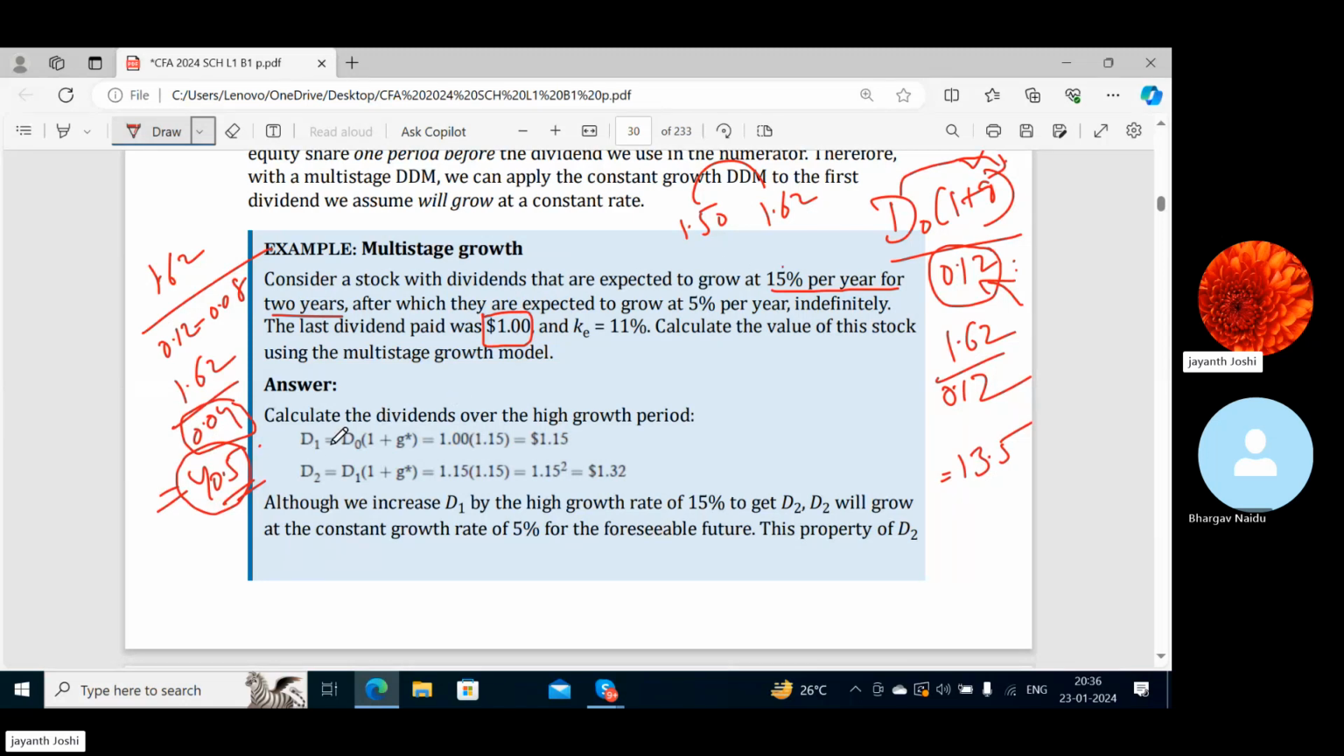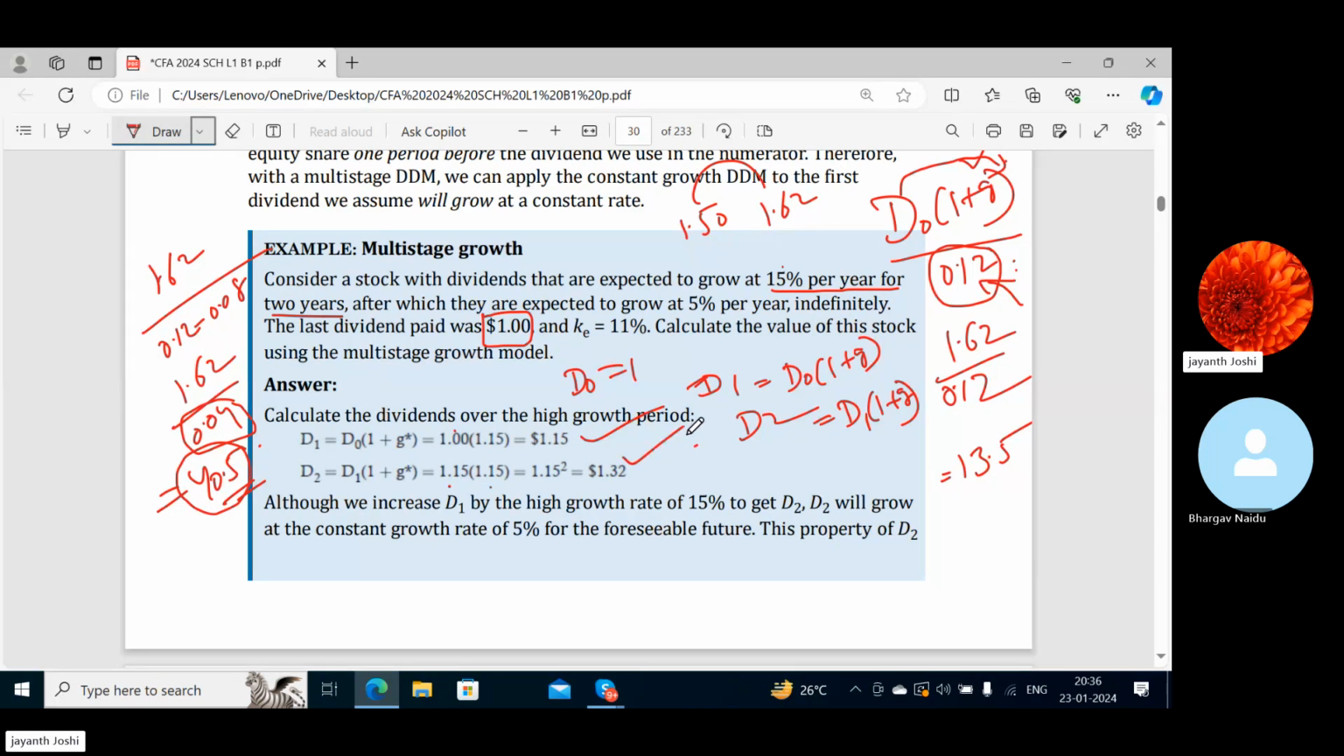So this is D naught. D naught is 1. We will find out D1 and we'll find out D2. 2 years dividends. That means dividends at the end of the first year and the second year. What is it going to be? You know the formula. D naught into 1 plus g, the growth factor, and whatever you get is D1. So D1 into 1 plus g, the growth factor, will give you D2. This is D naught, this is 1 plus the growth factor. It is going to give you the dividend at the end of the first year. And this one again taken with 1.15 is going to give the dividend at the end of the second year. Okay. So we got 2 years of dividends.